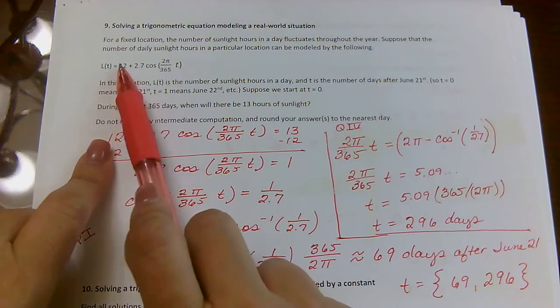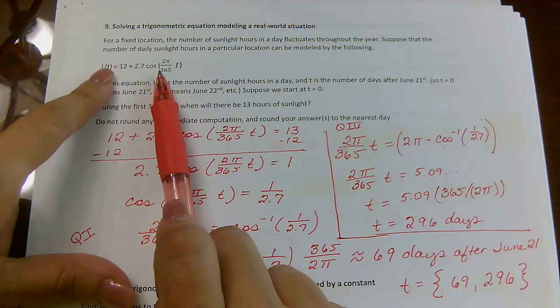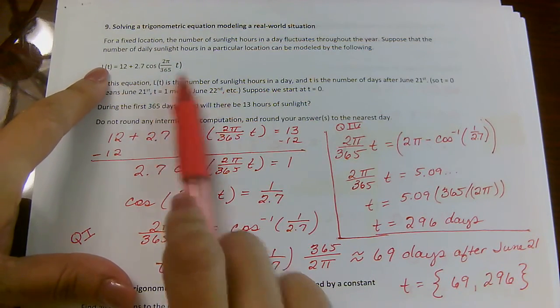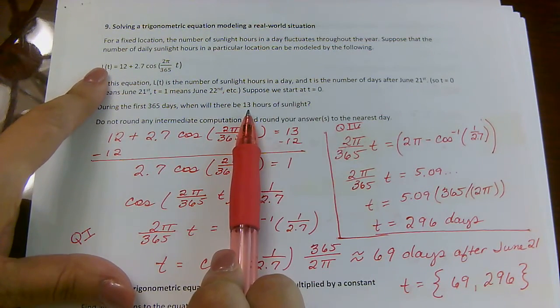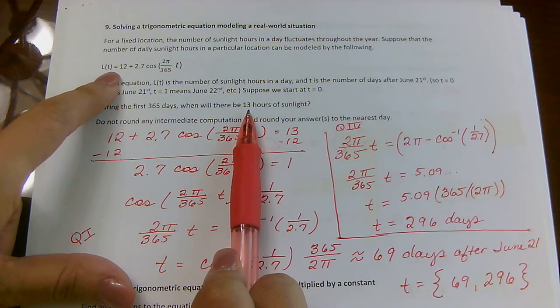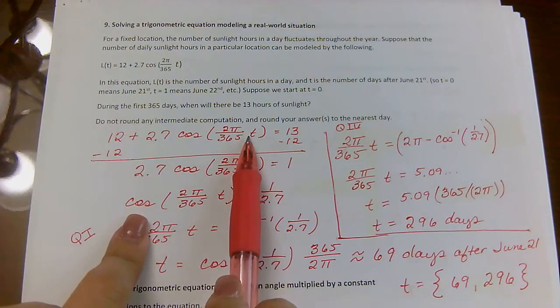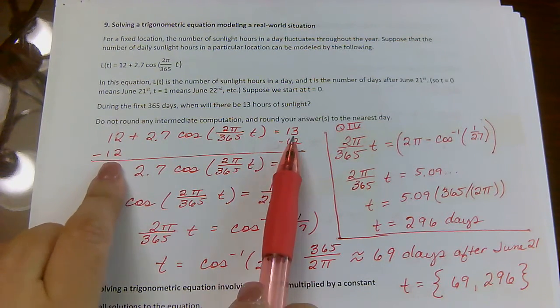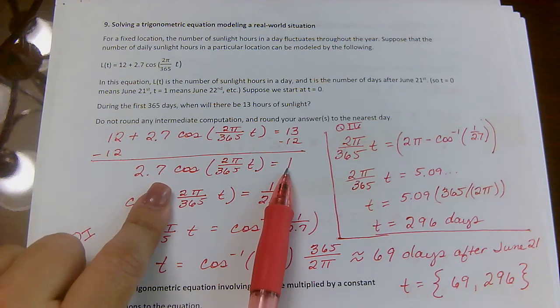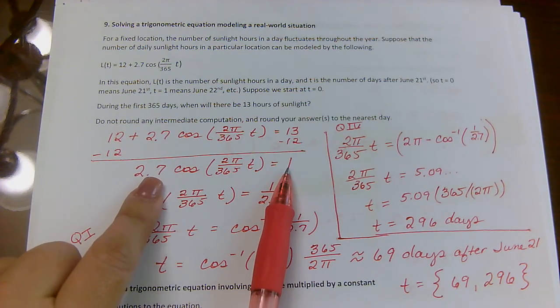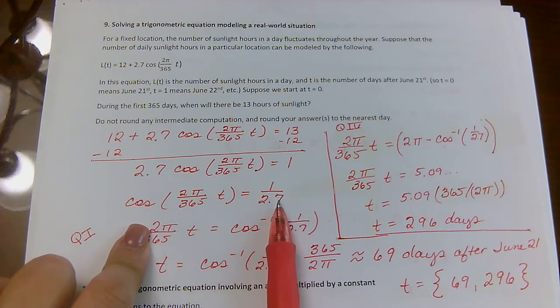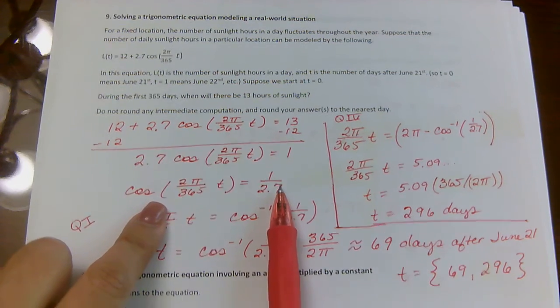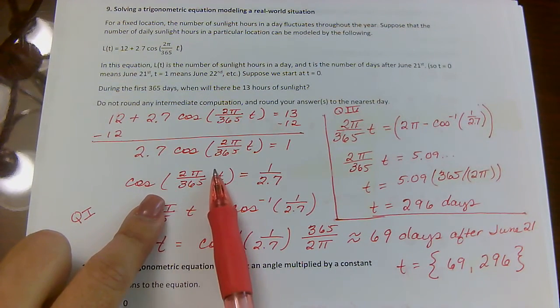The first thing I'm going to do is set this equation equal to 13, because here it says there's 13 hours of sunlight, and L(T) refers to the amount of light. Now I only have one variable, and that's what I'm solving for. So I subtracted 12 from both sides, got this equation, and then I'm going to get rid of the 2.7 by dividing. So I get this equation. Notice that everything else is still the same.